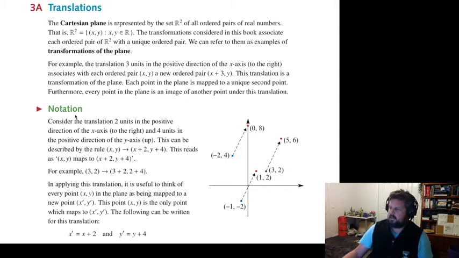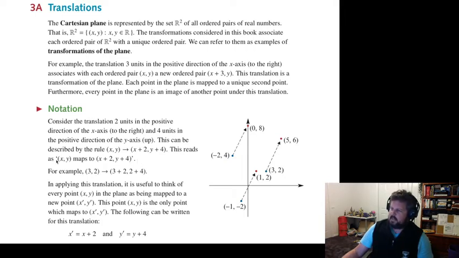So again, considering the notation, if you have a scenario where you are translating 2 units in the positive direction of the x-axis, that is to the right, but also 4 units in the positive direction of the y-axis, that's up, it can be described by this rule. So you've got your x and y ordered pair, and that's going to map to x plus 2, so translation of 2 units to the right, and it's going to be translating 4 units up also. So as I just said, it reads the ordered pair x and y maps to x plus 2, y plus 4.